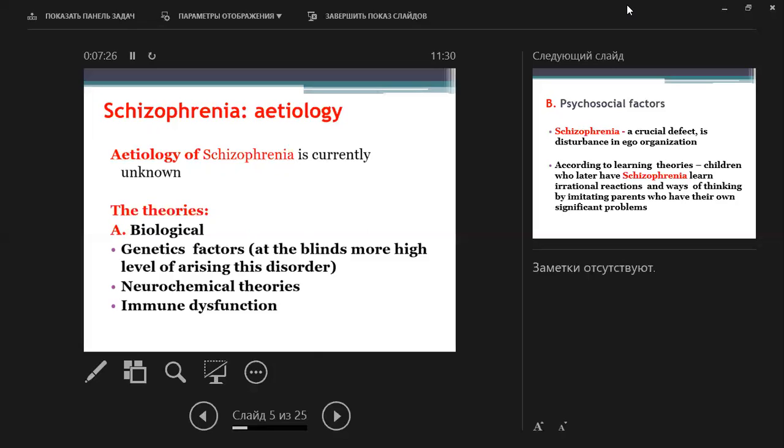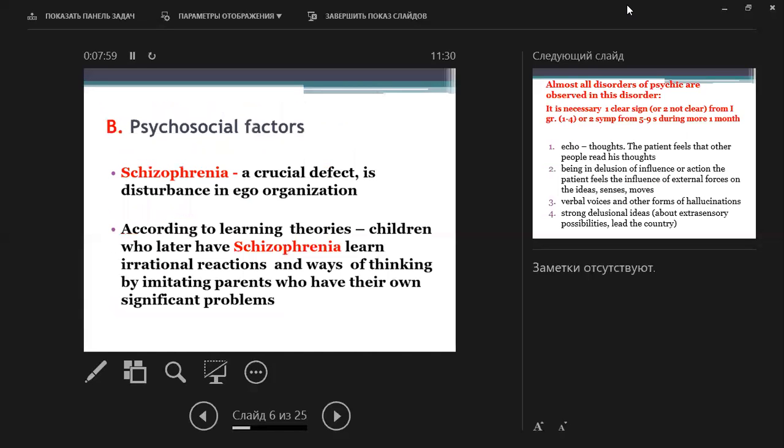Next, neurochemical theories about different levels of transmitters. Immune dysfunction, for example, some investigators try to explain it by immune dysfunction. Genetic factors, for example, new investigations explain it by genes, some genes in some people which carry the gene of schizophrenia.